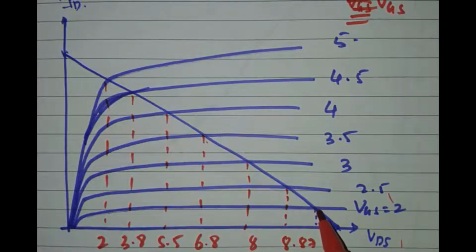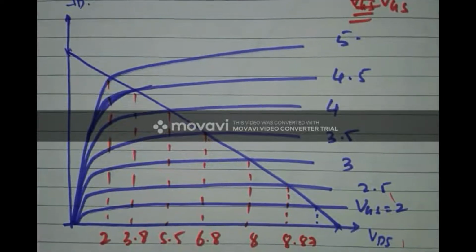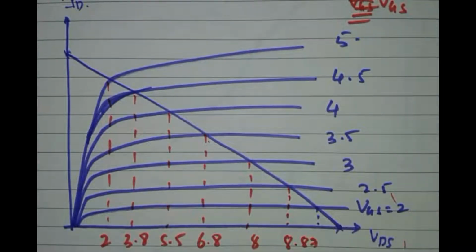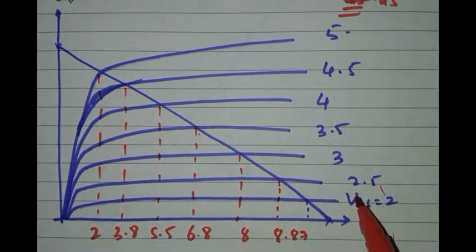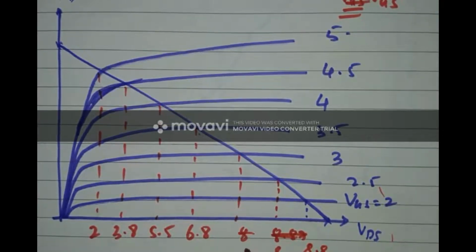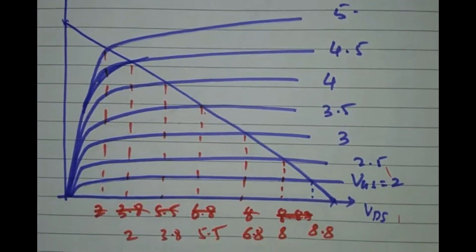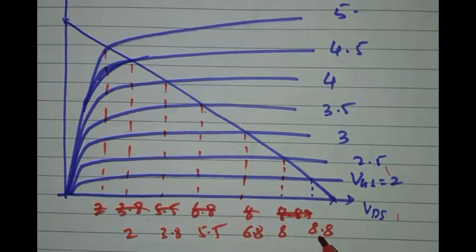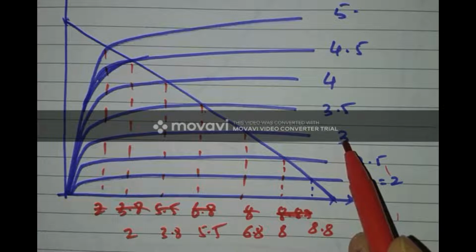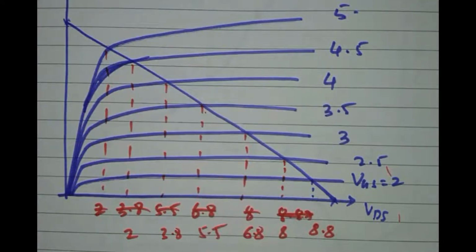Now you can see here for VGS equal to 2 volt, we obtained, for different values, this should be over here 8.8, this is 8, this is 6.8, this is 5.5, this is 3.8, this is 2. So for VGS equal to 2 we obtained a VDS of 8.8. For VGS equal to 2.5 we obtained VDS of 8. For VGS of 3 volts we obtained VDS of 6.8, and henceforth we obtain all the values. I just vertically dropped down all the values over here.